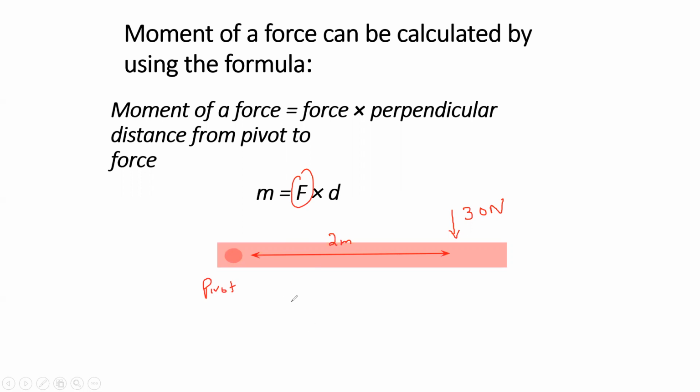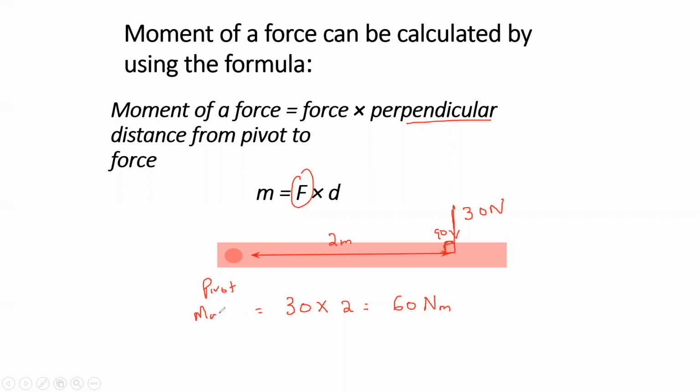In this example, we apply a force of 30 multiplied by the perpendicular distance from the pivot, the 90-degree distance. So you can see this is the perpendicular distance from force to the pivot, that is 2 meters. So 30 multiplied by 2, that's equal to 60. The force is in Newton and the distance is in meter. So 60 Newton meter will be the moment.